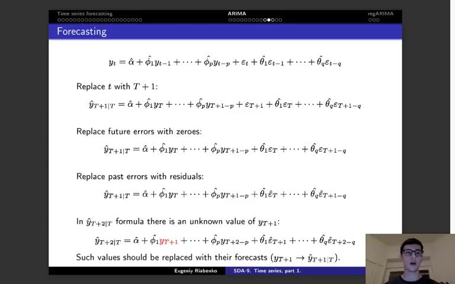So now we'll have epsilons with hats. These are actually residuals. Now if we want to make a prediction for horizon 2, so to do a prediction for t plus 2, we'll use the value of our prediction for y t plus 1. So in some sense, our predictions will be chained. To make a prediction for t plus 2, we'll need the value of our prediction for t plus 1, and so on. So we just replace these values with forecasts.